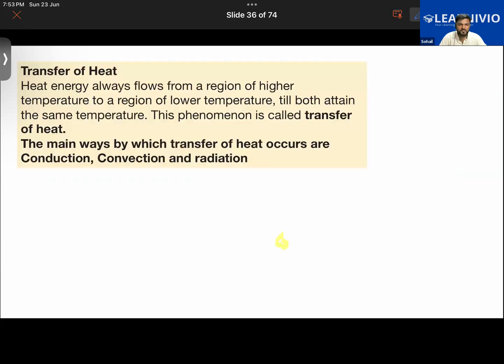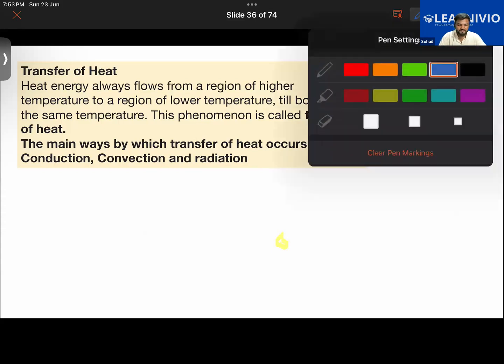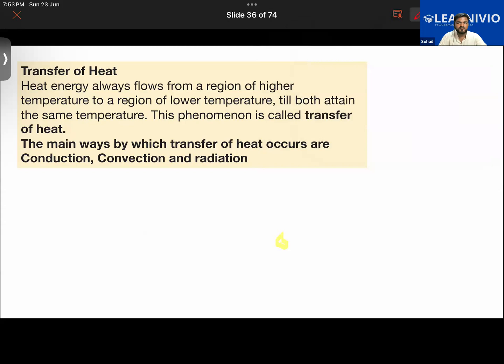The electrical wires are always covered, like in our homes, with tape or foam. They are bad conductors of heat. What do you mean by bad conductors? The one that does not allow heat to escape through it. That is a bad conductor.